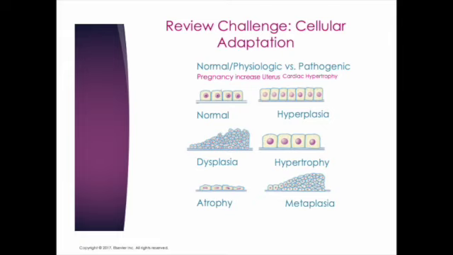Giving you another chance to think through the examples of the different types of adaptation. When you think of dysplasia, you can think cancer. Hyperplasia, again BPH. Metaplasia, an example would be GERD. Physiologic changes, uterine growth during pregnancy. And pathogenic changes would be cardiac hypertrophy.